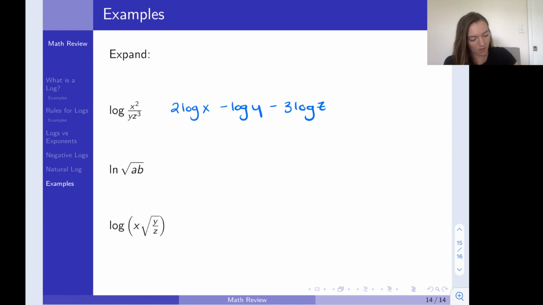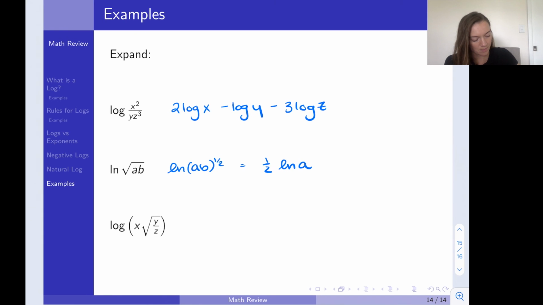And now this one, we have another natural log. So we have ln of ab to the 1/2. So we put that 1/2 out front. We have ln A plus ln B. And of course, we can distribute the 1/2 to both and get 1/2 ln A plus 1/2 ln B.